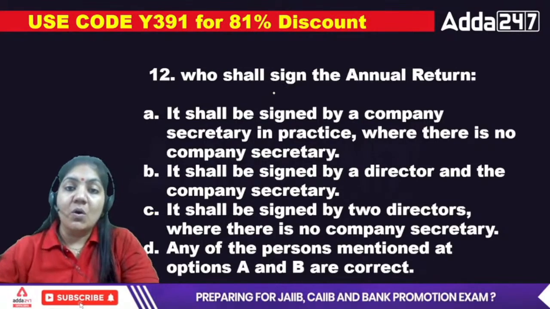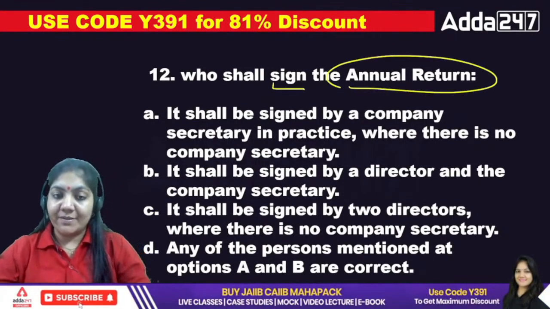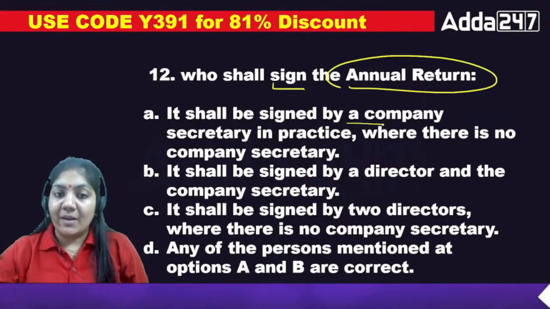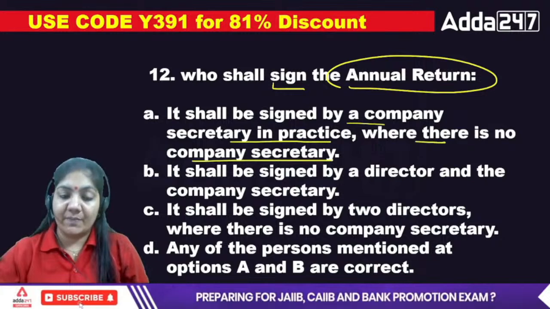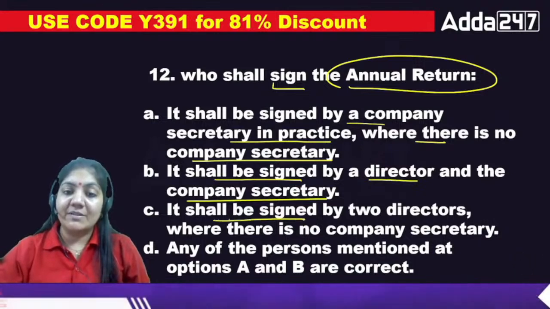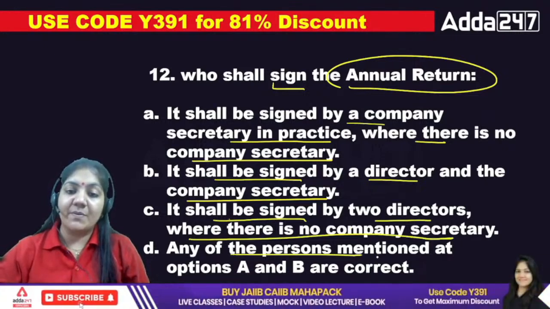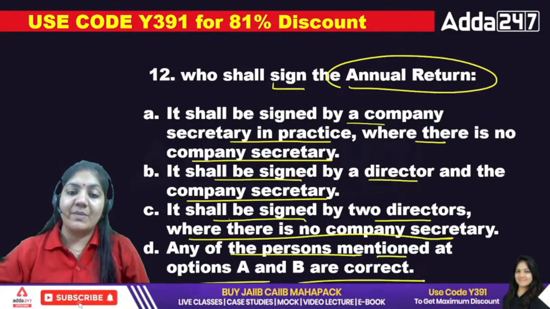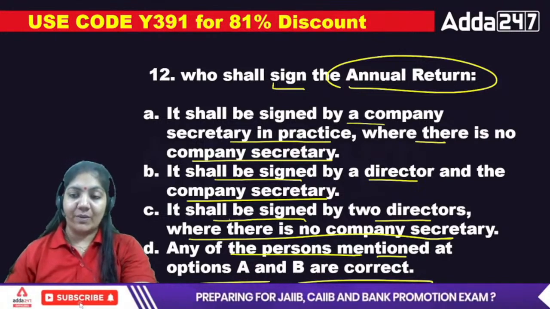Next. Who shall sign the annual return class? First, it shall be signed by the company secretary in practice, whether there is no company secretary. B is it shall be signed by the director and the company secretary. C is it shall be signed by 2 directors, where there is no company secretary, and D, any of the person mentioned at the option A, B are correct. What will be the right answer of 12th one?